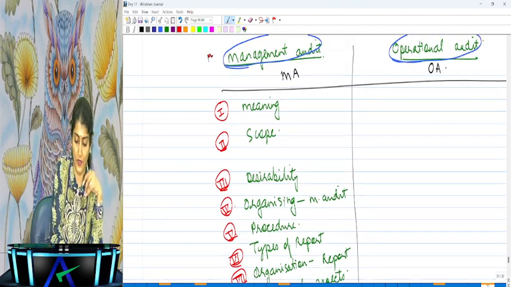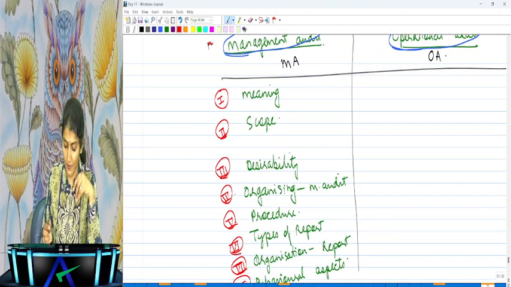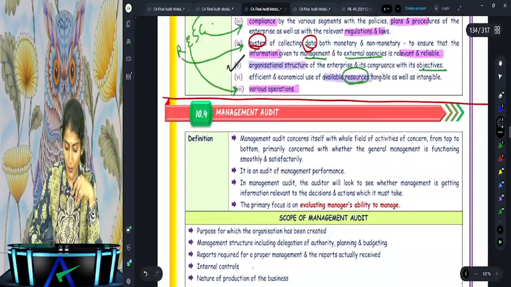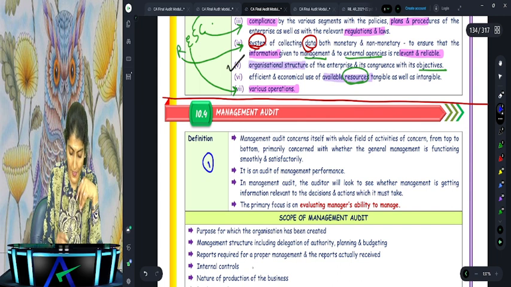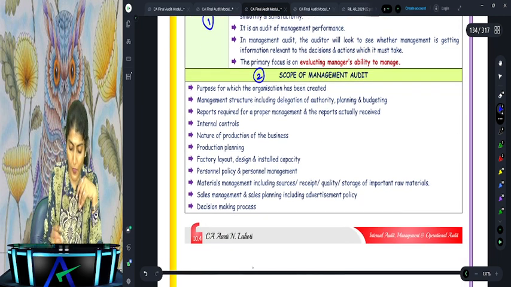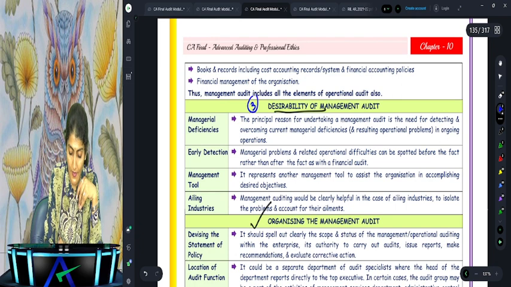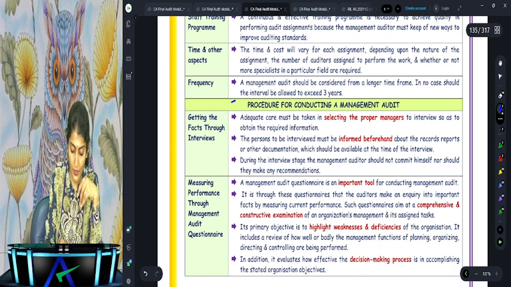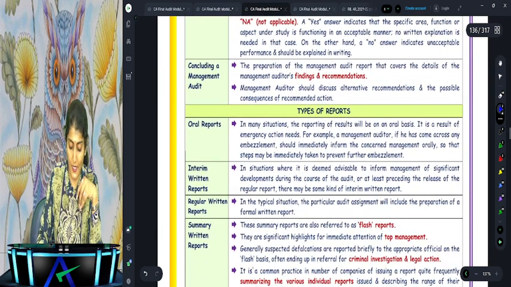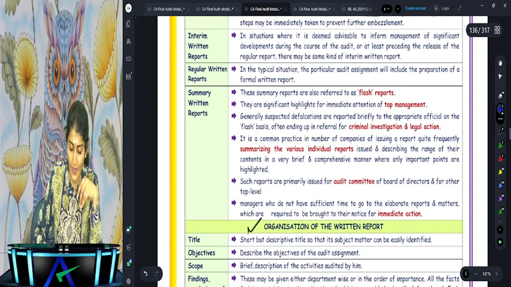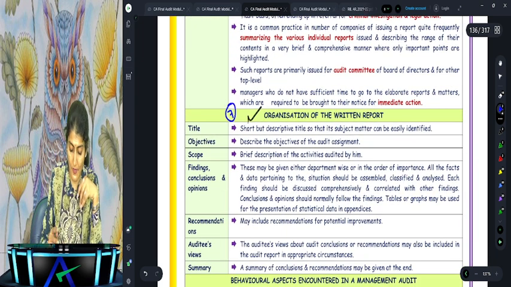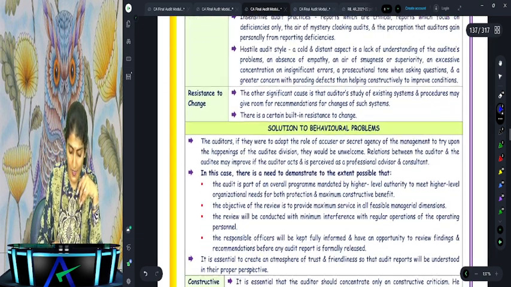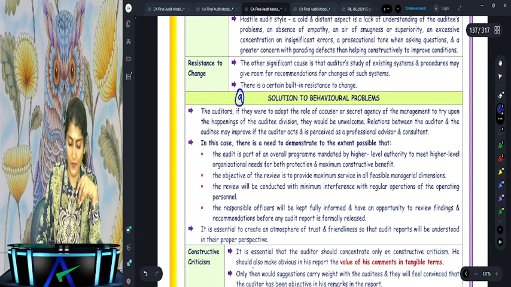This is what we need to discuss regarding the management audit. So what are the points? Point number one, the meaning of the management audit. Second, the scope. Third, the desirability. Fourth, organizing the management audit. Fifth, the procedure for conducting a management audit. Sixth, the types of reports being issued. Seventh, the organization of the written report. Eight is the behavioral aspects encountered, and nine is the solution to these behavioral problems.